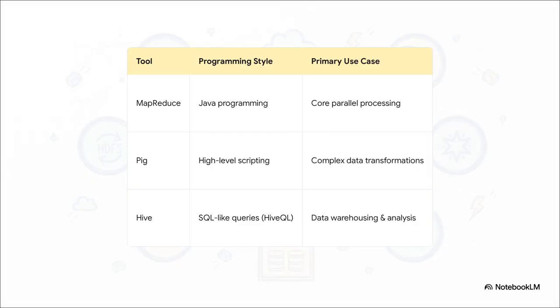To solve this usability problem, a whole bunch of other tools started popping up. You can see a couple here. Tools like Pig and Hive were built right on top of MapReduce. Pig gave people a simpler scripting language to use. But the real game changer, that was Hive. Hive let anyone who already knew SQL, which is a super common language for databases, run queries on all this data. This was huge. It meant that a massive number of data analysts could suddenly start working with big data without having to learn a whole new complex programming language.